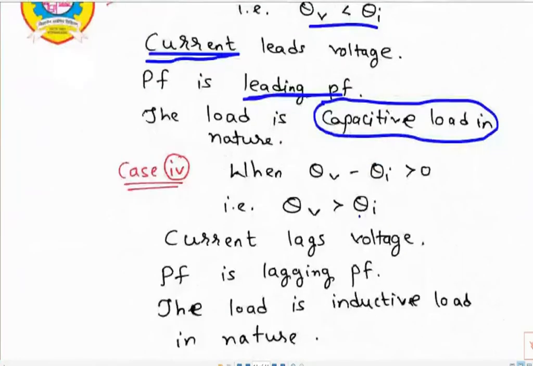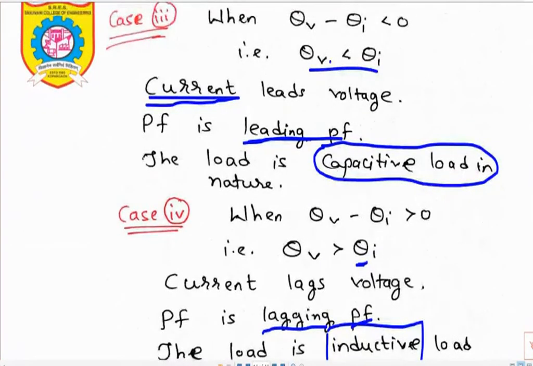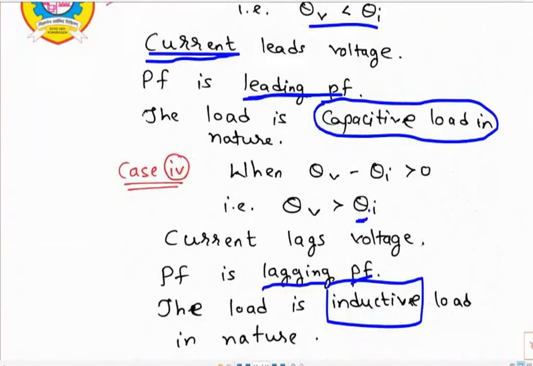And when theta V is greater than theta I, that means current angle is less than voltage angle, then your current is lagging with the voltage, and in that case your power factor is lagging power factor, and load nature is inductive in nature. So we always take current as the reference. If current angle is greater, we will say that leading power factor, capacitive load. If current angle is less than voltage, then current lags voltage and power factor is lagging power factor, and nature of the load is inductive in nature.